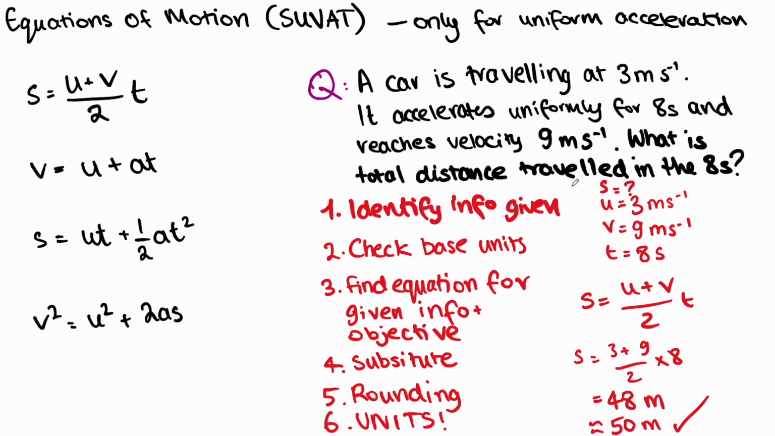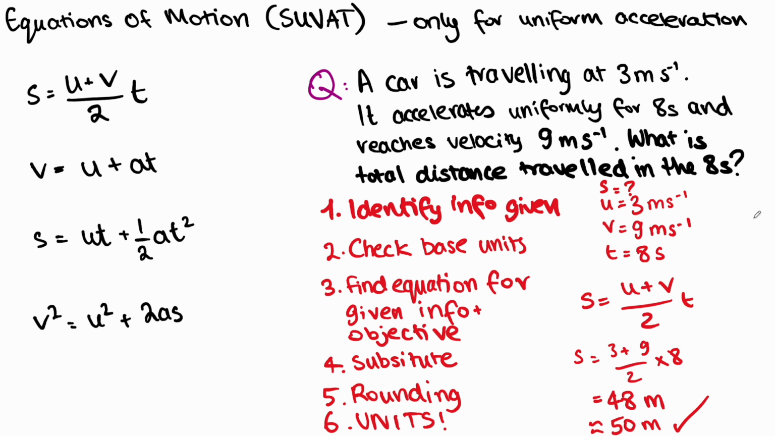So here on the left are the 4 SUVAT equations. These are in the formula booklet, so you don't need to know them off by heart. And then here we've got a question. If you want to work it out by yourself, just don't look at the answer. But it's a car is traveling at 3 meters per second. It accelerates uniformly for 8 seconds and reaches velocity of 9 meters per second. What is the total distance traveled in these 8 seconds?